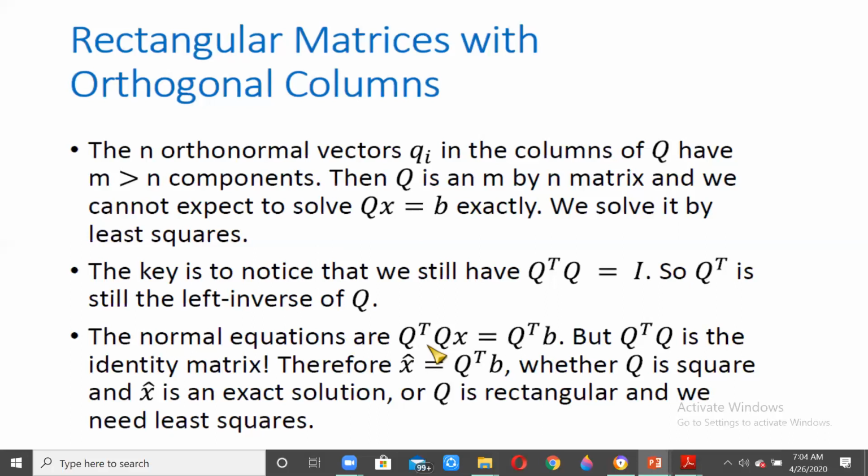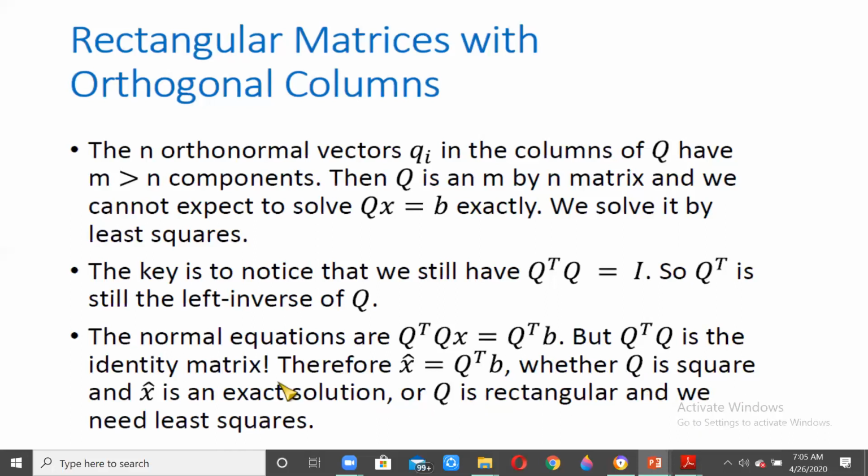The normal equations are Q transpose Q x equal to Q transpose b, but Q transpose Q is an identity matrix, so we are just left with x hat equal to Q transpose b, because it's just the estimate which we are trying to find, since we can't solve the equation exactly. So whether Q is square and x hat is an exact solution, or Q is rectangular and we need least squares.